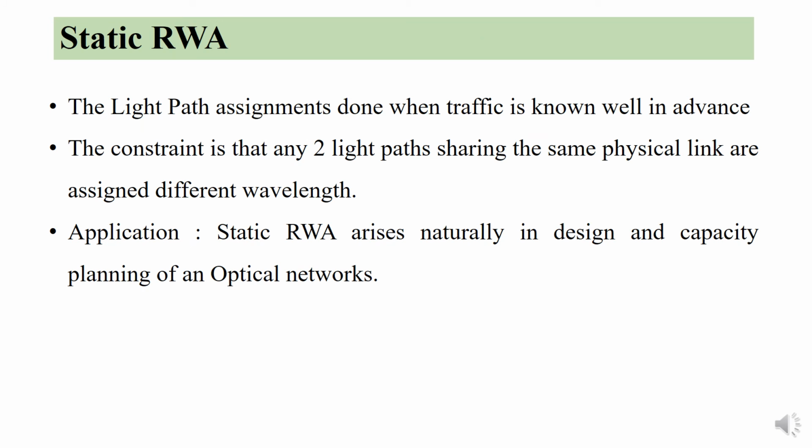Static RWA. The objective of static RWA is to establish a set of light paths in such a way as to minimize the number of wavelengths used in the network. In static RWA, the light path assignments are done when traffic is known well in advance. The constraint can be that any two light paths sharing the same physical link are assigned different wavelengths.